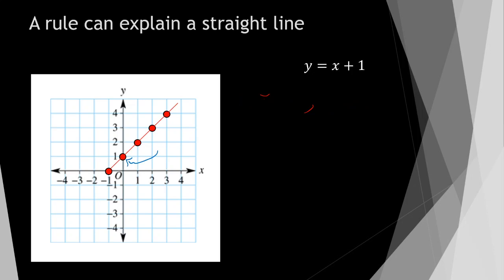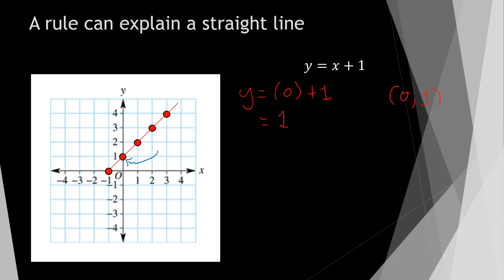Now this rule up here, if I use that to explain how this comes about, I would be pretty much doing this. Let's substitute x equals 0, and what do I get? So when x equals 0, y equals 0 plus 1. And that gives me just 1. So my coordinate point is 0 and 1, which you can clearly see there on your graph.